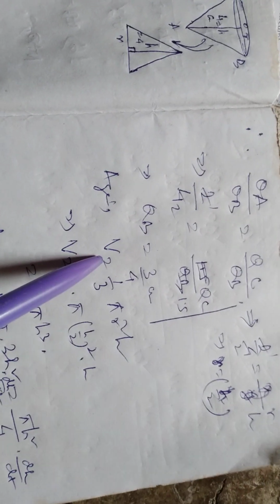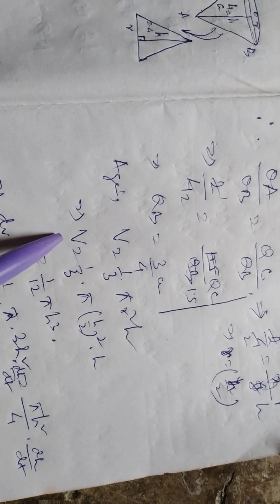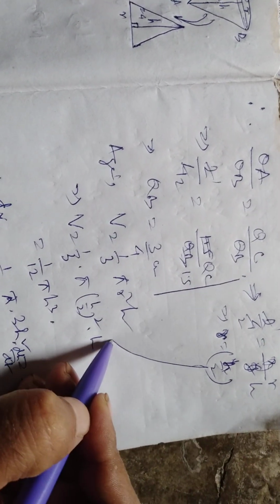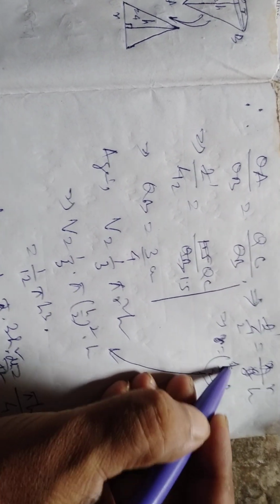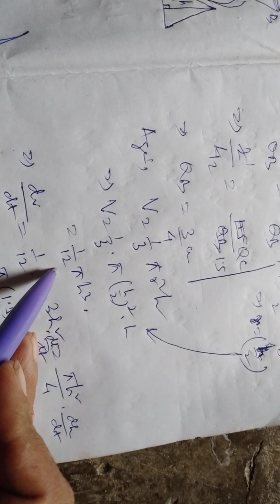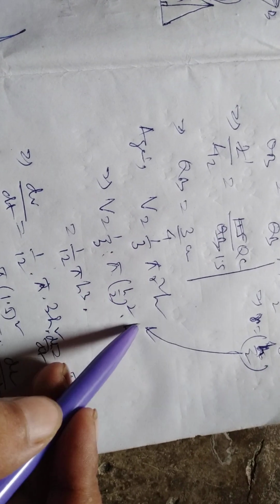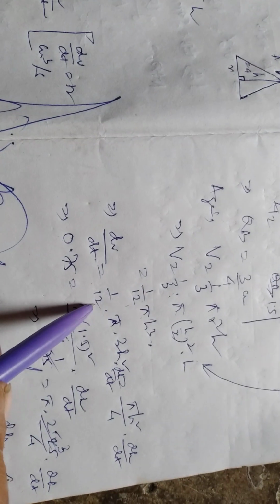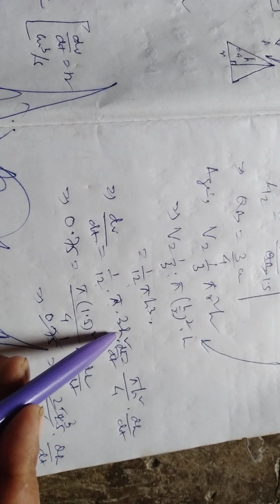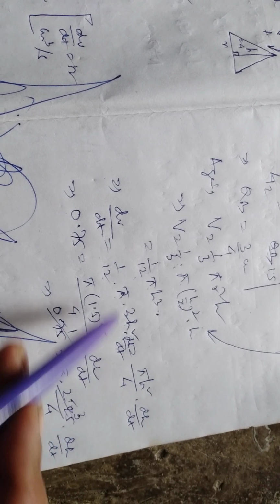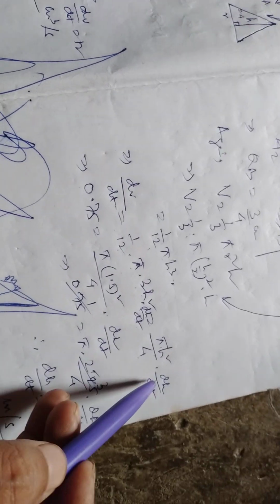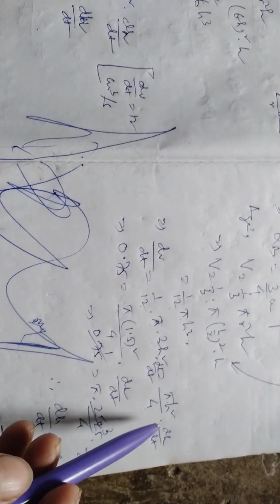Again, we can write V is equal to 1/3 pi r square H. So V equals 1/3 pi into H by 2 whole square. So 1/3 into pi h cube by 4, overall 1/12 pi h cube. So dv by dt is equal to 1/12 into pi into 3h square into dh by dt, taking derivative with respect to t. So it is pi h square by 4 into dh by dt. That is the overall calculation.